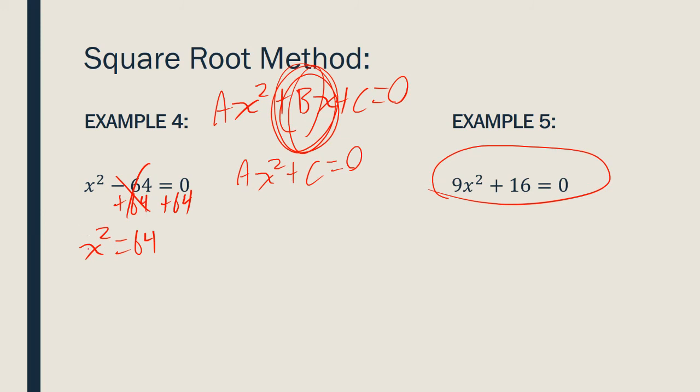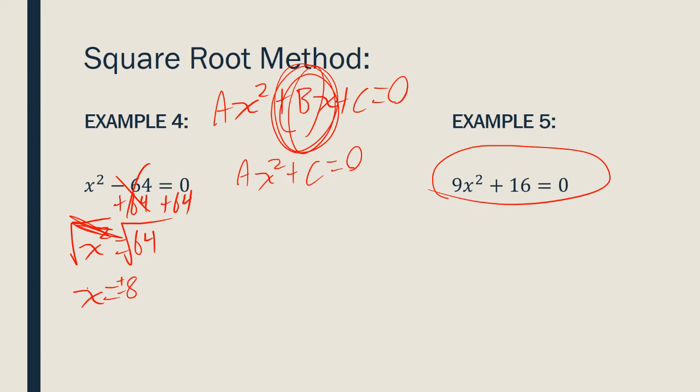How I undo squaring something is by square rooting something. So square rooting x squared cancels out my squared here, and I'm left with x equals the square root of 64. The square root of 64, if I type that in my calculator, is 8. Wait a minute, Mr. Burrell. Quadratic functions are supposed to have two solutions. You are correct, because the square root of 64 can either be positive 8 or negative 8.